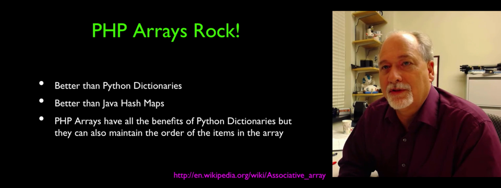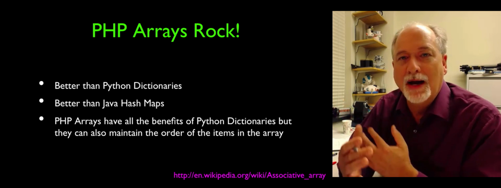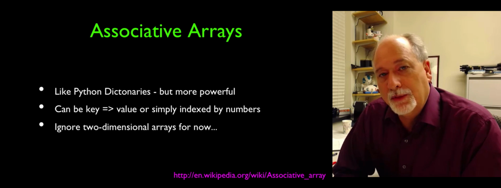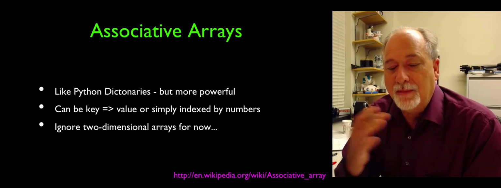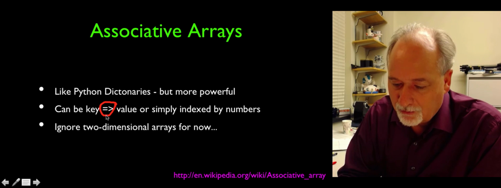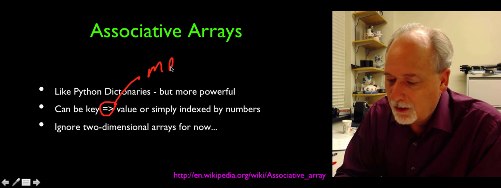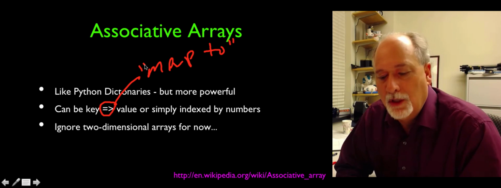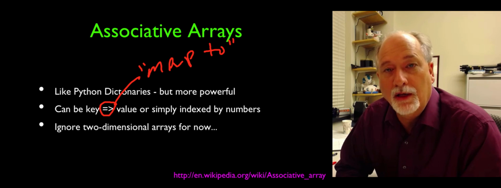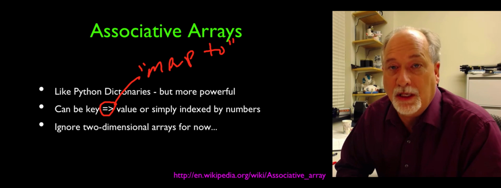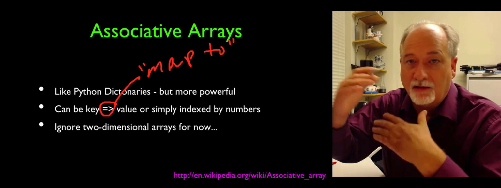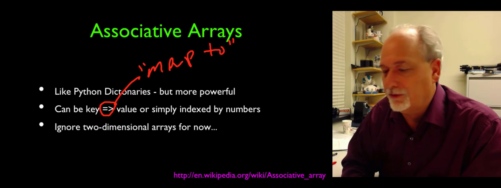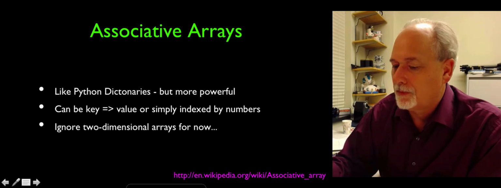They have all the benefits of these, but it's like they combine a whole lot of data structures together. They're associative arrays, but they can either be key map to value, and I always like to read this word as map to. Key map to value, or indexed by numbers. And the numbers do not have to be compact or dense. You can have gaps in the numbers. And we'll talk just a little bit about one example of an array of arrays.